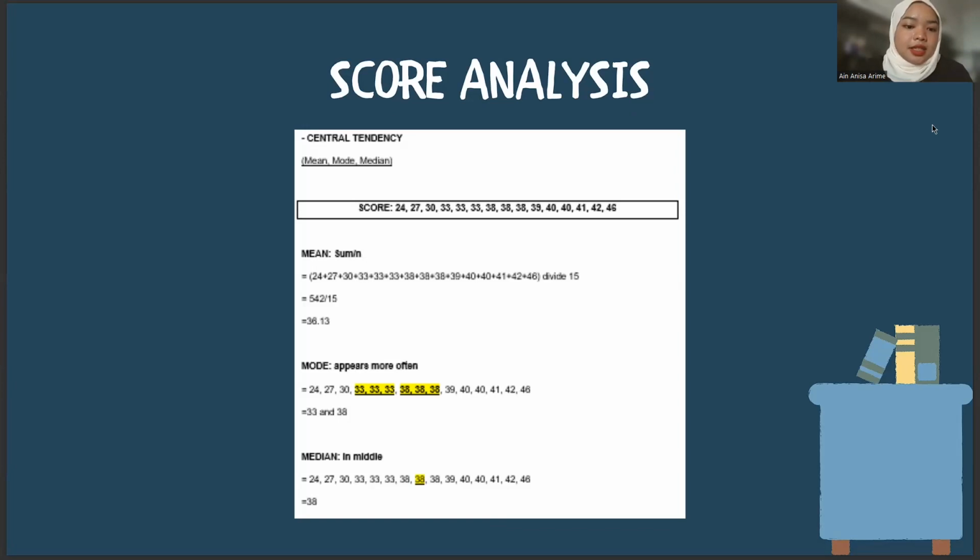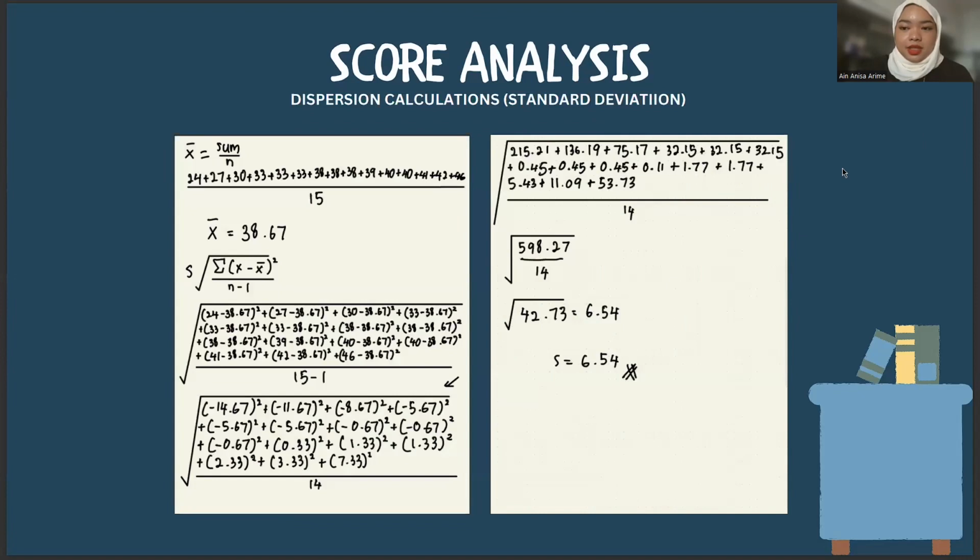Okay, next is median. Median is the value in the middle of a data set. And then we arrange the points from smallest to largest. And then we got the answer is 38. So that is our middle number. Okay, that's all for the score analysis. Next.